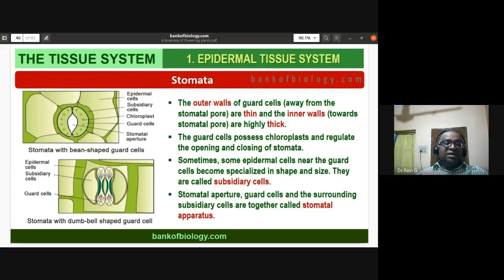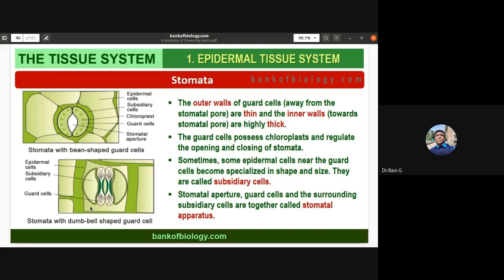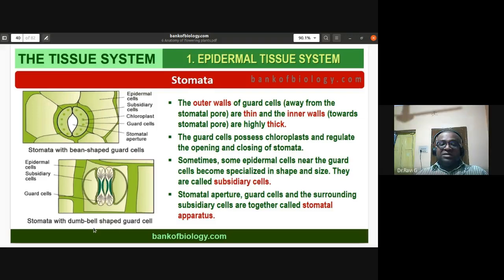And whenever the guard cells become flaccid, they are going to collapse, they are going to close. Okay, so even in guard cells, the inner walls are thicker when compared to the outer walls of the dumbbell shaped guard cells.